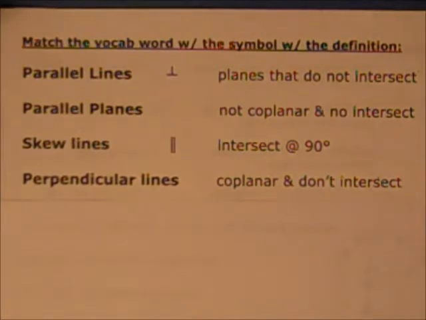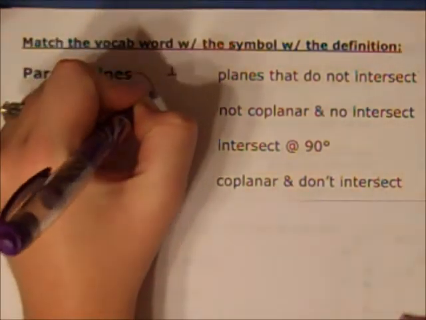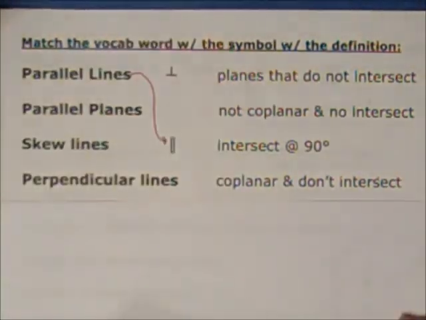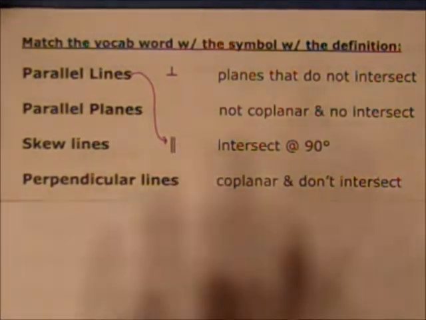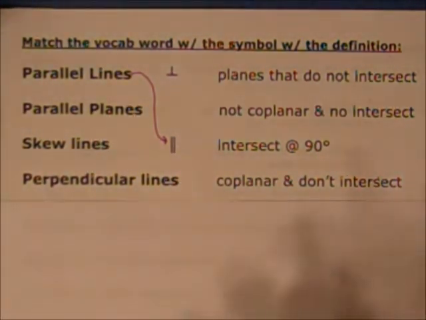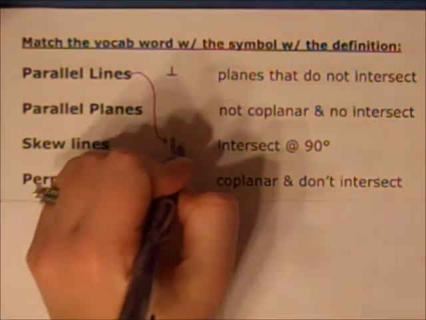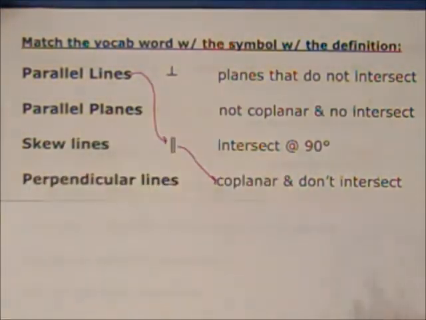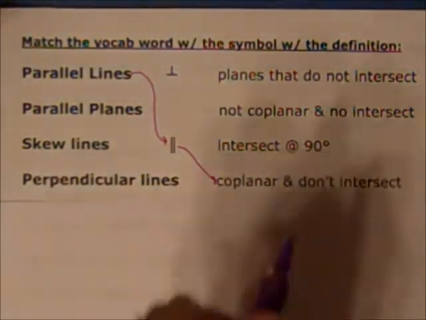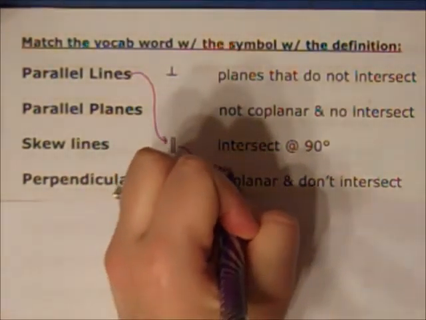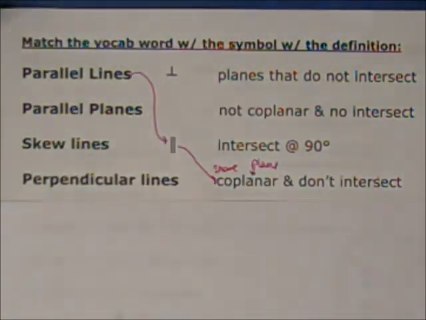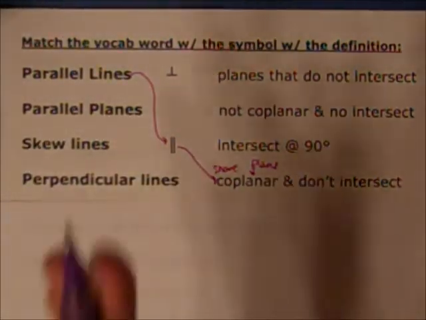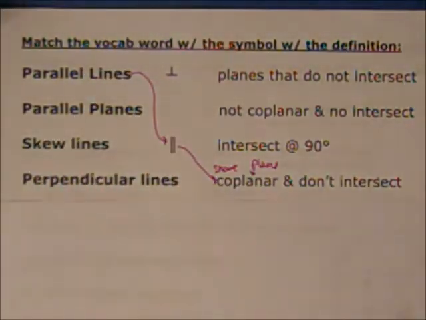So we're going to do a little matching here. So parallel lines, the symbol for parallel is the two double bars, and that's a good symbol because parallel means they're not going to touch, and so these two bars are not touching. So that would be coplanar, but don't intersect. Remember coplanar from chapter 1? Co means they're going to share, and planar, of course, means plane. So they're going to share a plane, but not touch. So opposite sides like this.